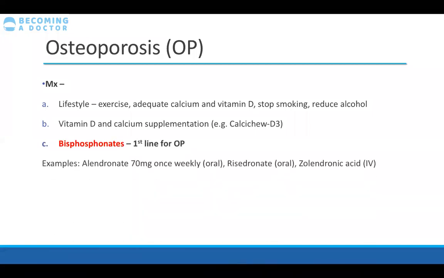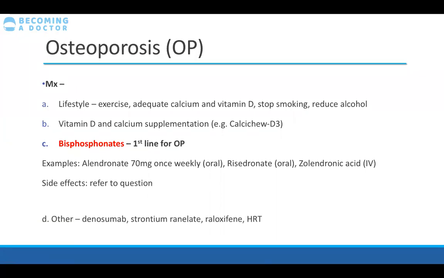Bisphosphonates are the first line. The most common one is alendronate. You can give 70 milligrams once weekly orally. You can alternatively give 10 milligrams once daily, but I suppose it would be easier for a patient to just take it once a week. Risedronate is also oral. Important to remember that zoledronic acid is only IV. So if the patient is unwell and cannot tolerate anything oral, you want to make sure you commence them on zoledronic acid. Side effects, yeah, all the side effects are mentioned in the question.